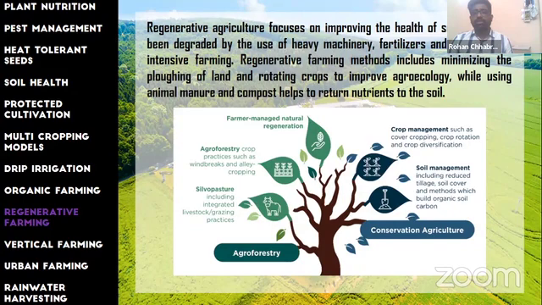Regenerative farming. Regenerative agriculture focuses on improving the health of soil, which has been degraded by use of heavy machinery, fertilizers, and pesticides in intensive farming or industrial farming. Regenerative farming methods include minimizing the plowing of land and rotating crops to improve agroecology while using animal manure and compost to help return nutrients to the soil. And these are a few aspects of regenerative agriculture: silvopasture, agroforestry, farmer managed natural regeneration, crop management, and soil management.